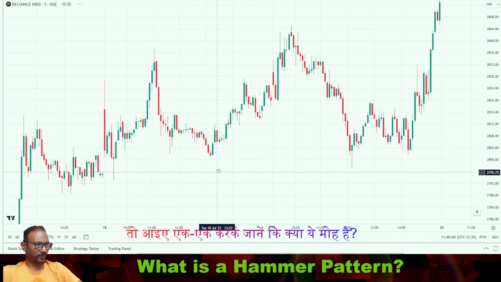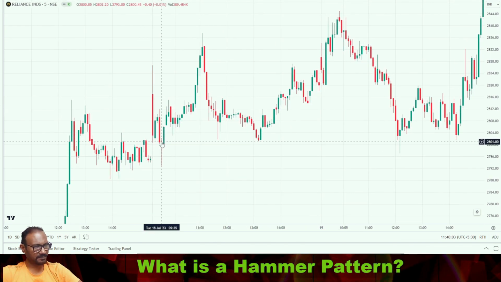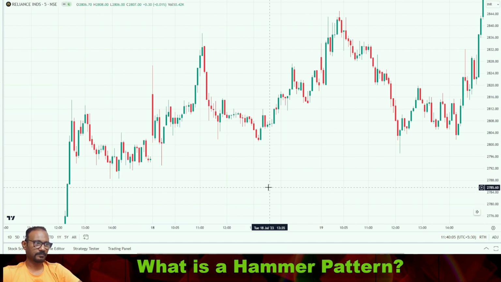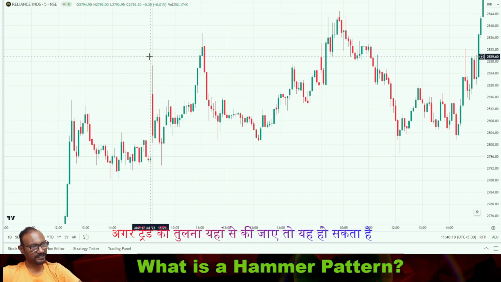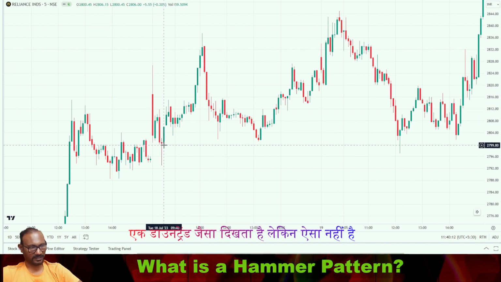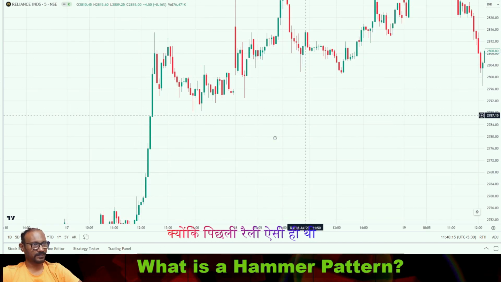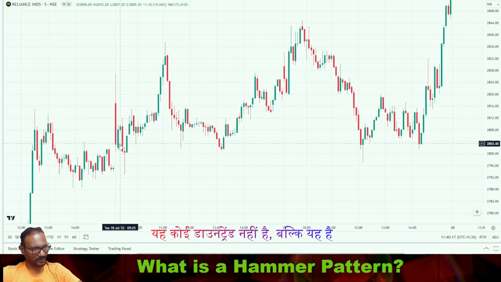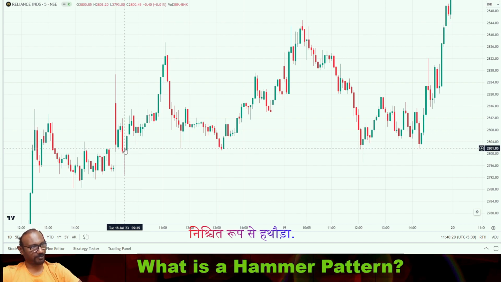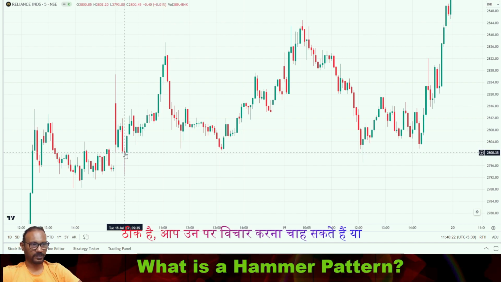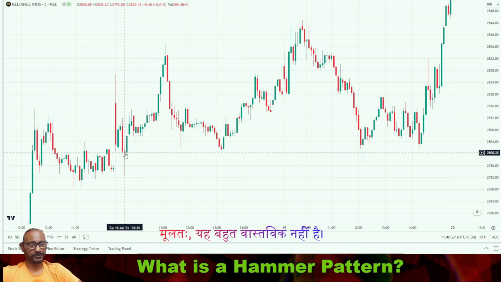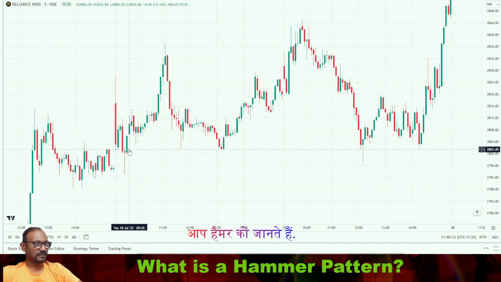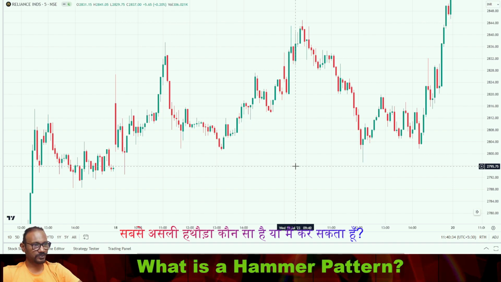So let's go one by one. Is this a hammer? Of course, it's a hammer, but the preceding trend, as compared to here, might look like a downtrend, but it is not, because the previous rally was so massive. This is not a downtrend, but this is a hammer for sure, right? You may want to consider this, or you may choose to ignore it for entries and exits. That's up to you. Basically, this is not a very genuine hammer.